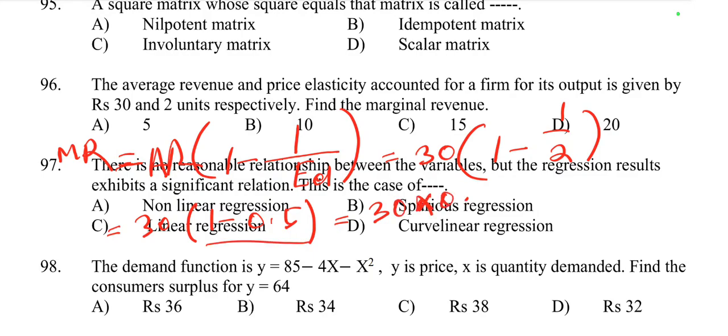So 30 into 0.5 is equal to 15. So here, marginal revenue is equal to 15. Therefore, the correct answer is option C, 15. Marginal revenue is equal to 15.